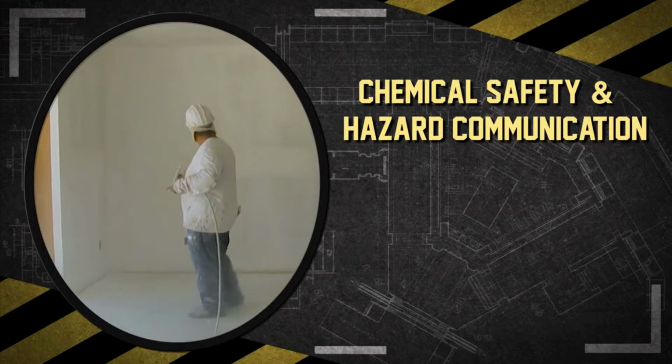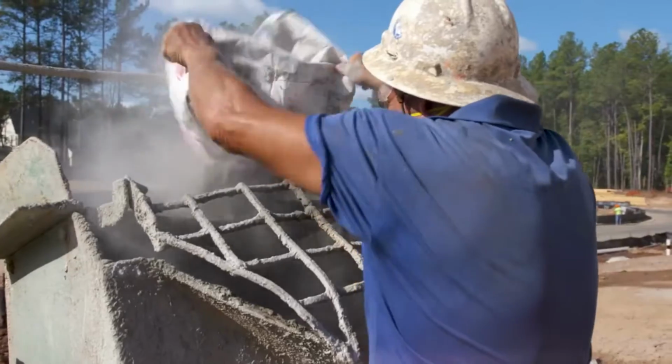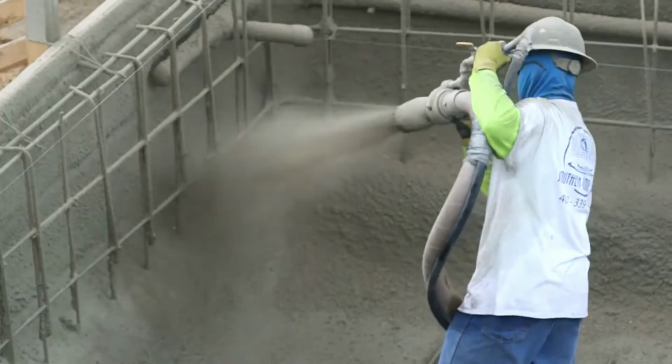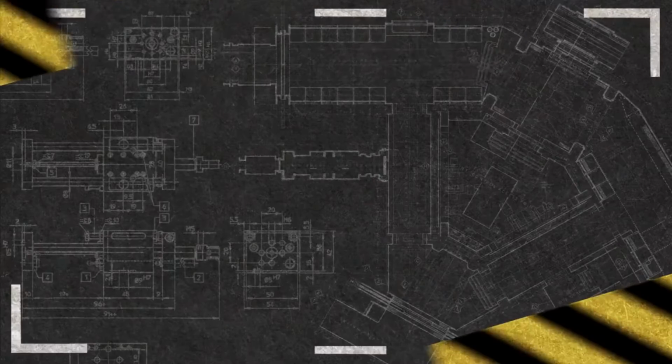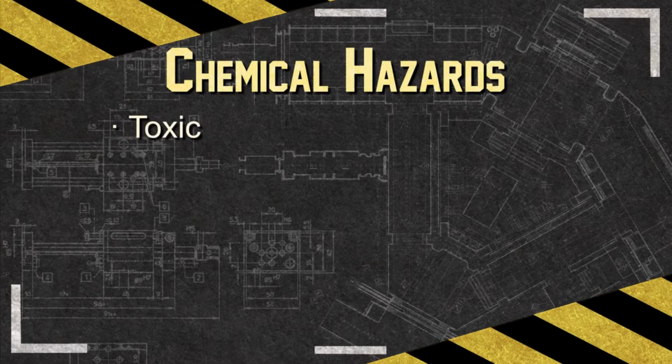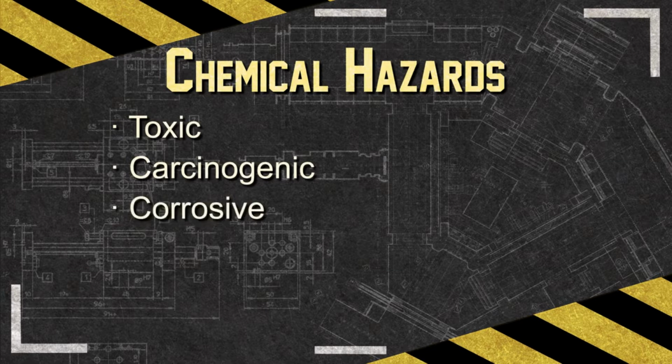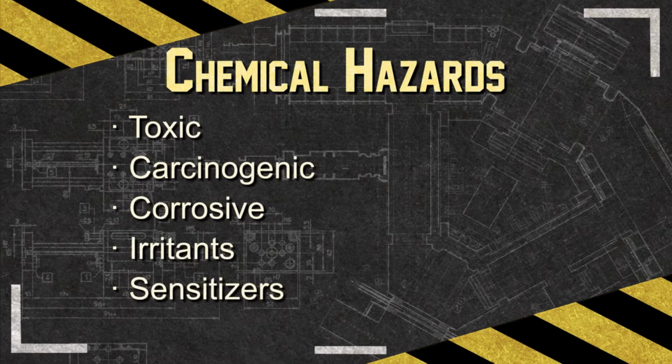Hazardous chemicals. They can be found practically everywhere on the job site and in many commonly used products. There are several different types of chemical hazards. There are toxic chemicals that can have a poisonous effect on a person. There are carcinogenic chemicals believed to cause cancer after exposure. There are corrosive chemicals causing visible destruction or alterations. There are irritants, chemicals causing an inflammatory effect, and sensitizers, chemicals causing an allergic reaction in tissues.